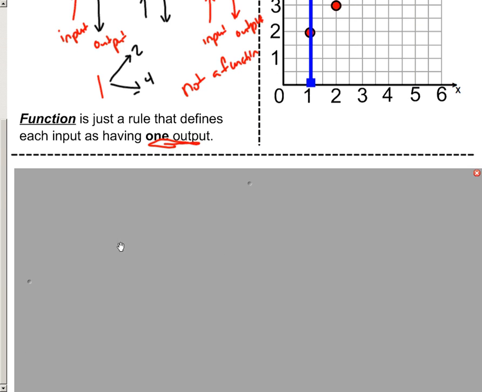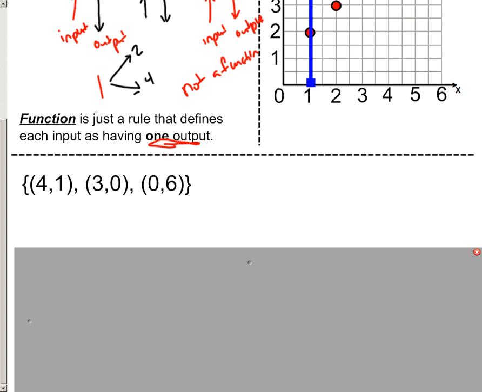So let's take this idea and take a look at this one. My input is 4 and I get an output of 1. So for every 4, I'd get a 1. My input's a 3 and my output is a 0. Here my input is a 0, but my output is a 6.